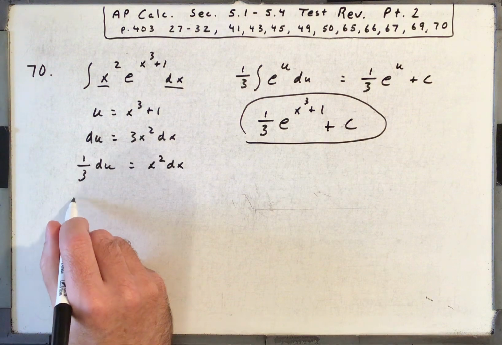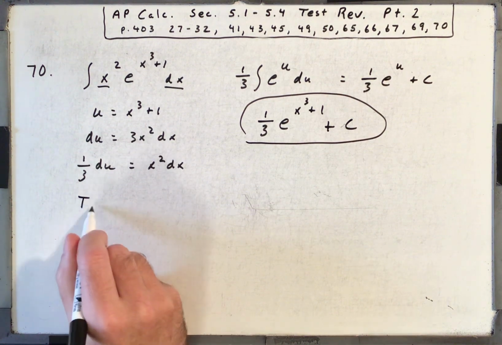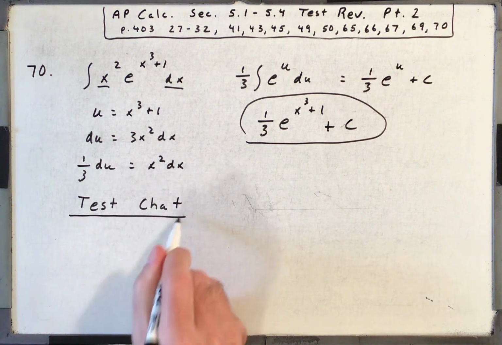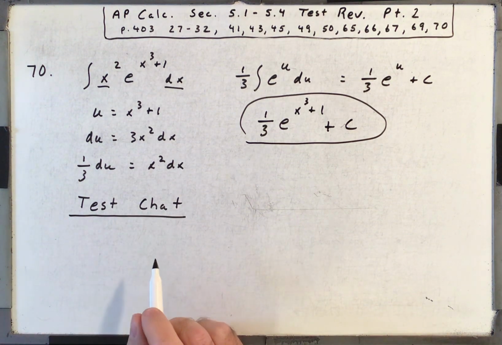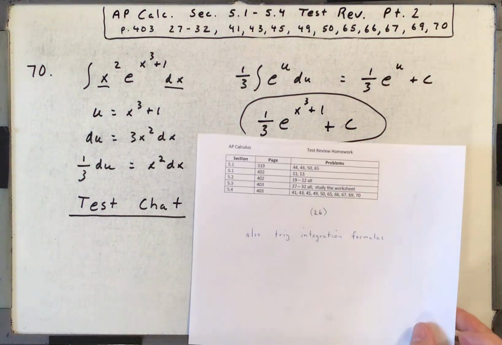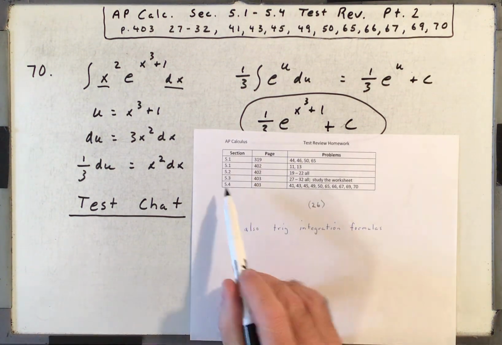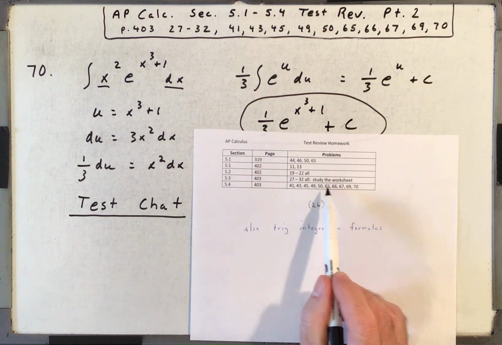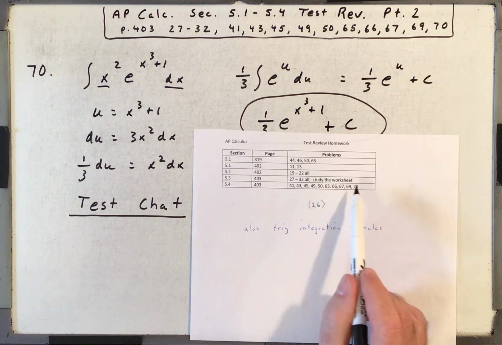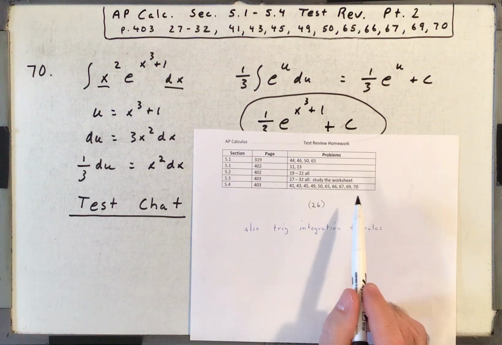So for just a little bit of a test chat here. This is a really good review. Don't forget, if we look at your test review little spreadsheet that you have here, I didn't have any extra problems for 5.3b. So you just need to study that worksheet with the formula for the inverse derivative. Okay, study that worksheet. You will definitely get at least one problem on that.